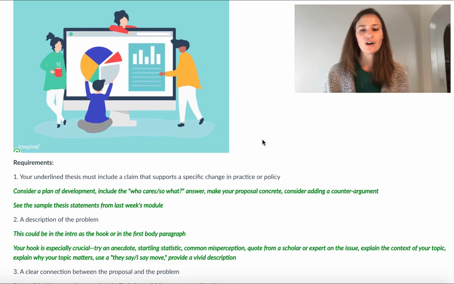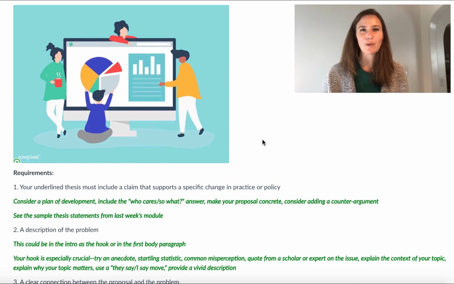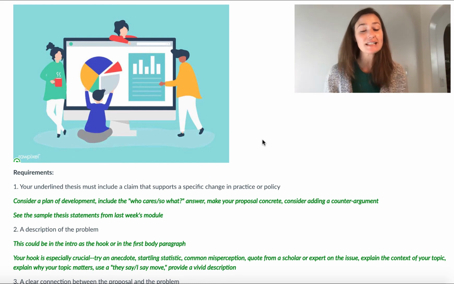You do need to have a hook in this essay, especially because you're writing a proposal essay, right? You're pitching something, you're talking about how we can make the campus better. Your hook is really important. So you can try an anecdote. A personal anecdote is okay for this essay. After all, you are a Pierce student, so you would be a great authority figure here. A shocking statistic, of course, you want to make sure you find that statistic using a reliable source. A common misperception that people have about the issue, a quote from a scholar or an expert or even a student.